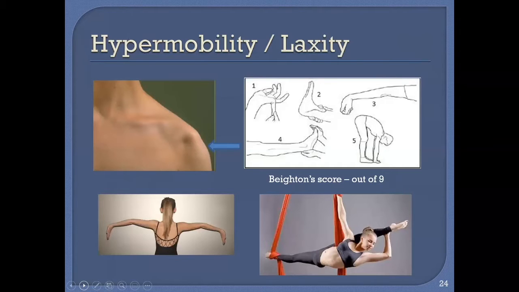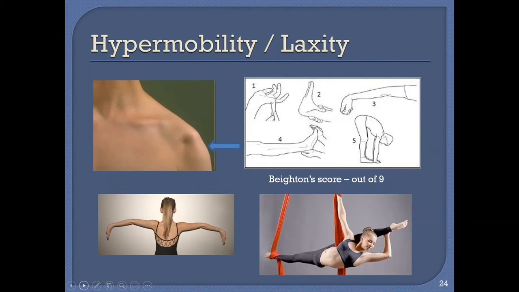So the top picture shows a sulcus sign. I've just put in a couple of images of what hyperlaxity can look like, and that it's not pathological, and a lot of our gymnasts and sports people are hypermobile. And then just a reminder of the Beighton score, which a lot of kids score highly on anyway. So it's just building up a picture of generalized hypermobility.